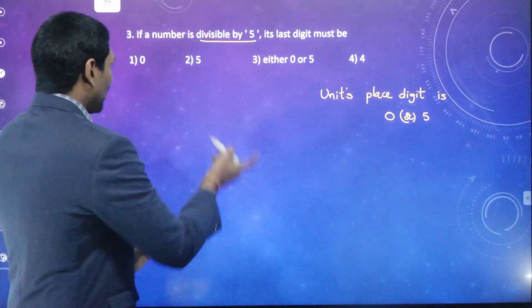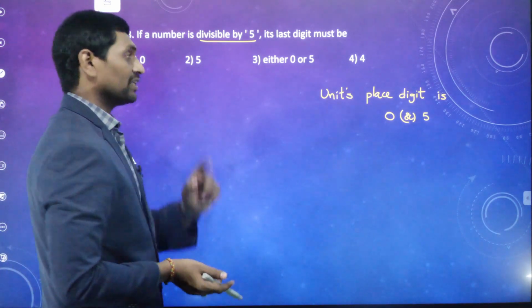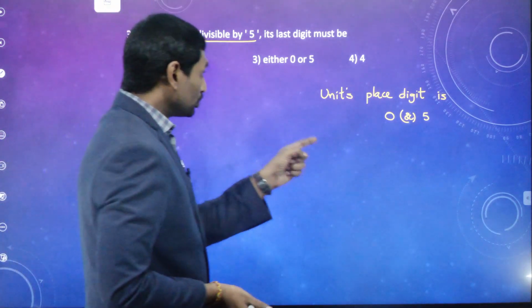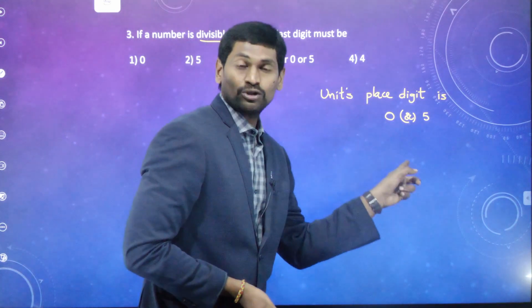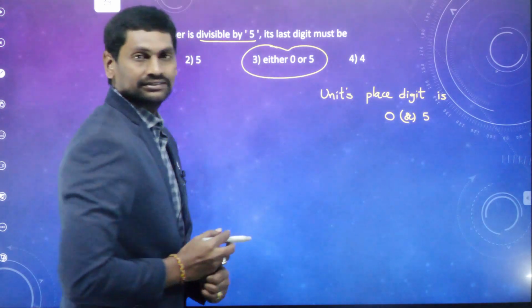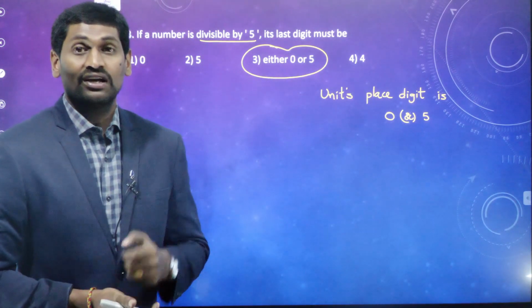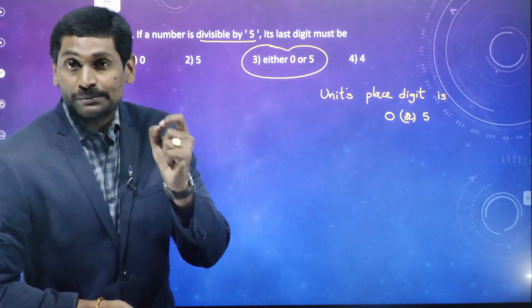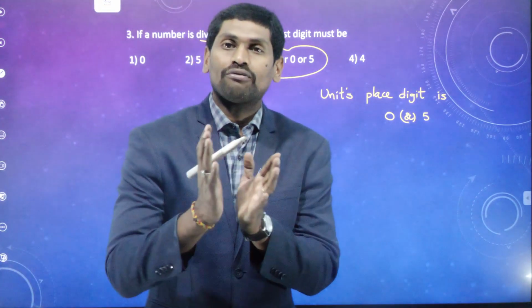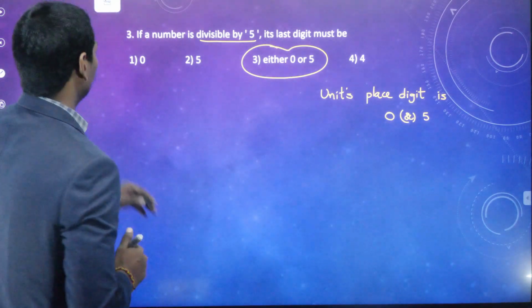According to this, the first option is correct, and the second option is correct. But I told you that it is either 0 or 5. So we need to choose option number 3. That means the entire number which is exactly divisible by 5 should have its units place digit as 0 or 5. Let us move on to the next problem.